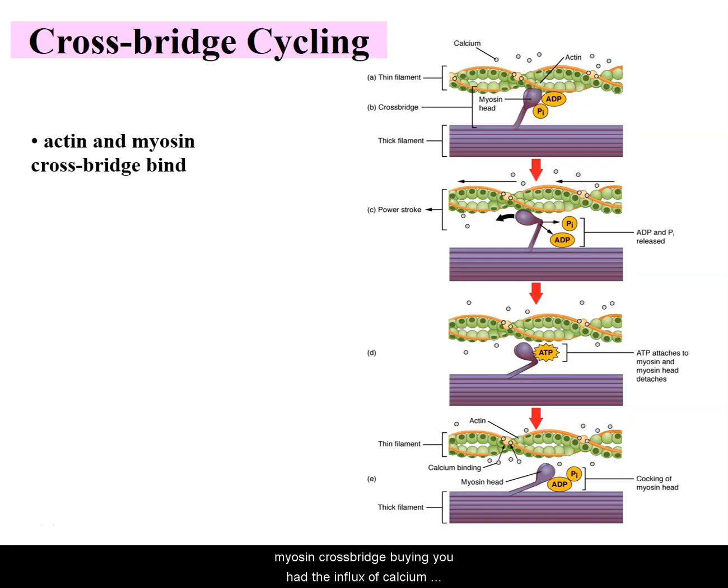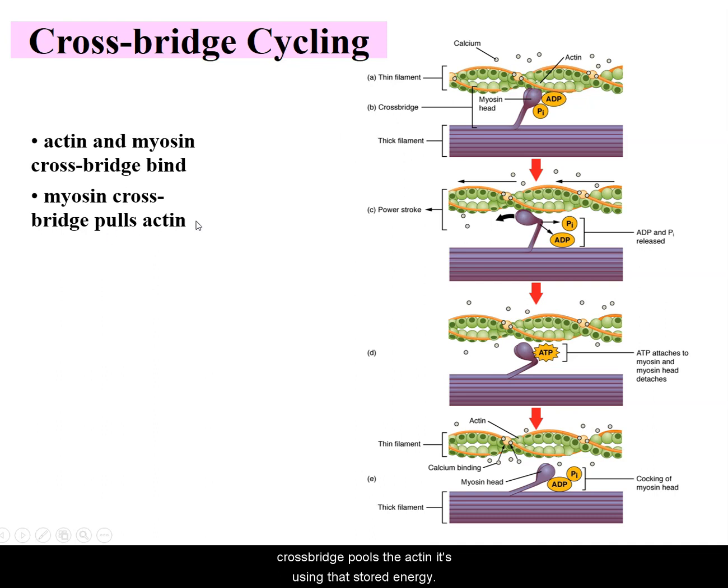In cross-bridging, this is just a review here, the actin and myosin cross-bridge bind. You have the influx of calcium. The calcium binds with the troponin, changes the shape of the tropomyosin, which exposes the binding sites on the actin. It allows for this energy-filled myosin head to bind with the active sites on the actin.